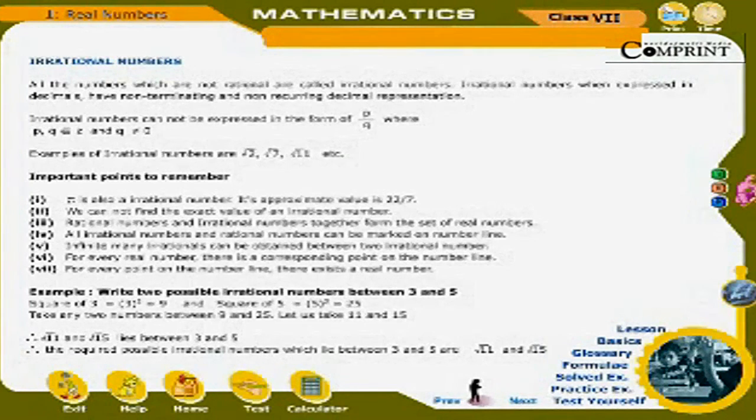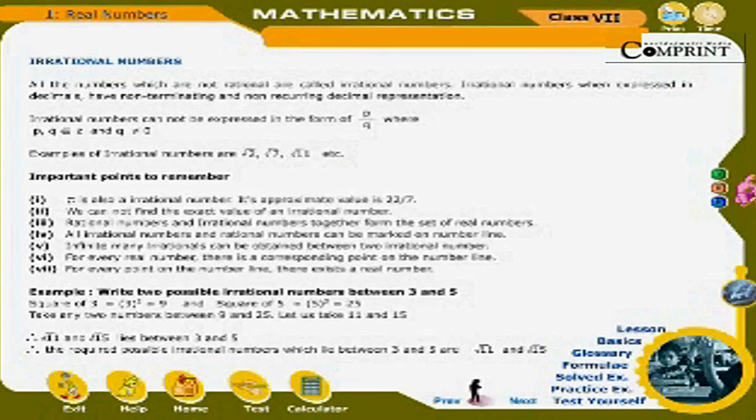Fifth, infinitely many irrationals can be obtained between two irrational numbers. Sixth, for every real number, there is a corresponding point on the number line. Seventh, for every point on the number line, there exists a real number.